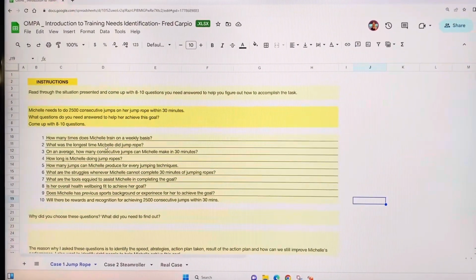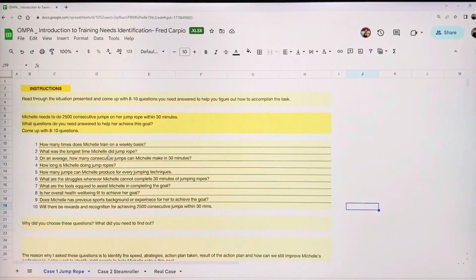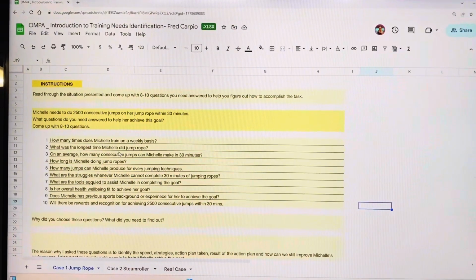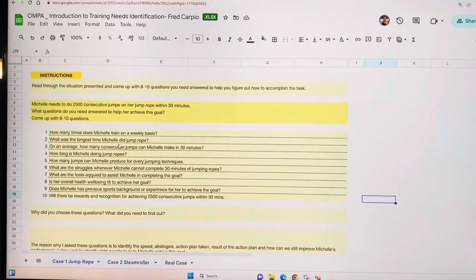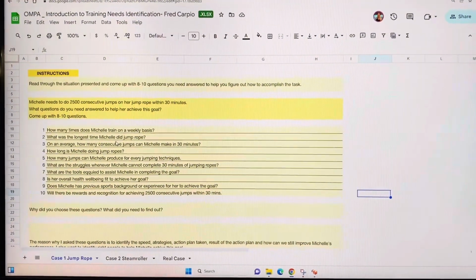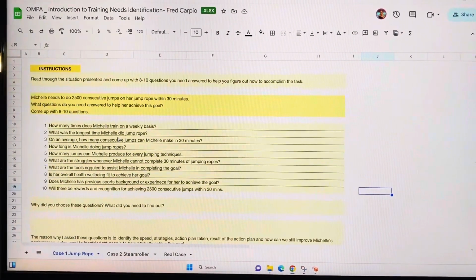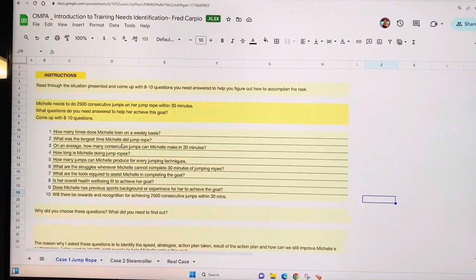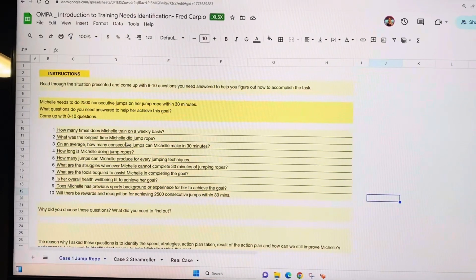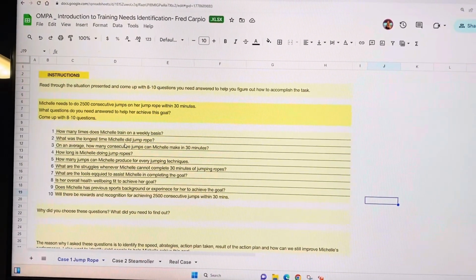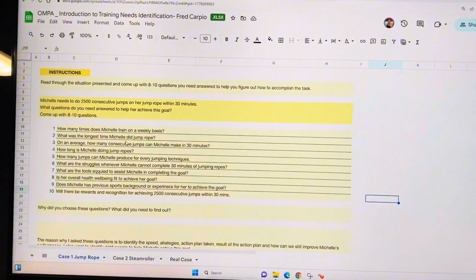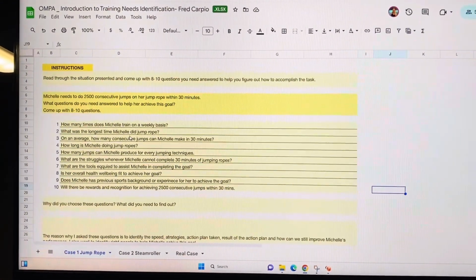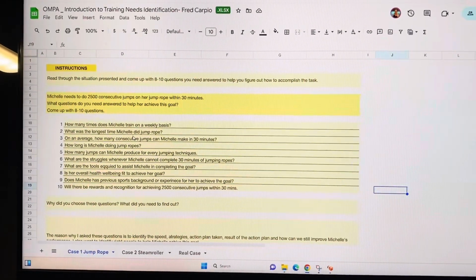First is, how many times does Michelle train on a weekly basis? Second, what was the longest time Michelle did jump rope? Number 3, on an average, how many consecutive jump ropes can Michelle make in 30 minutes? Number 4 is, how long is Michelle doing jump ropes? Number 5, how many jumps can Michelle produce for every jumping technique? Number 6, what are the struggles whenever Michelle cannot complete 30 minutes of jumping ropes? Number 7, what are the tools equipped to assist Michelle in completing the goal?